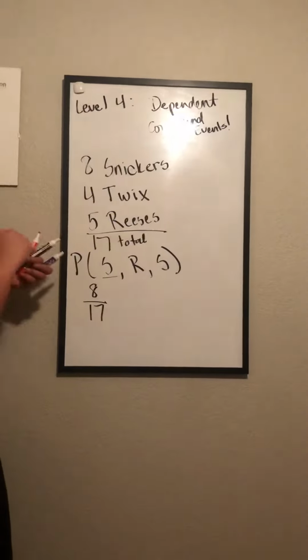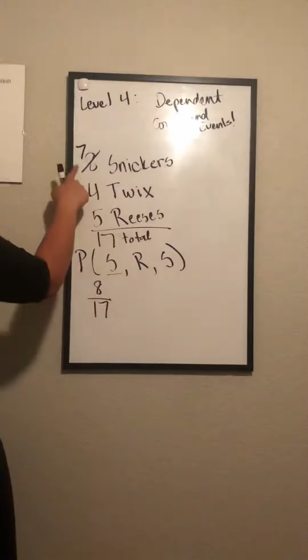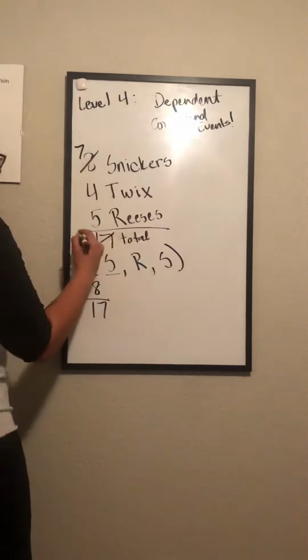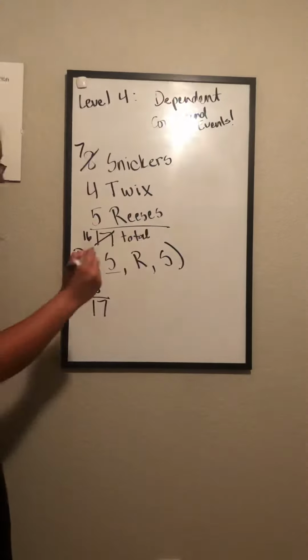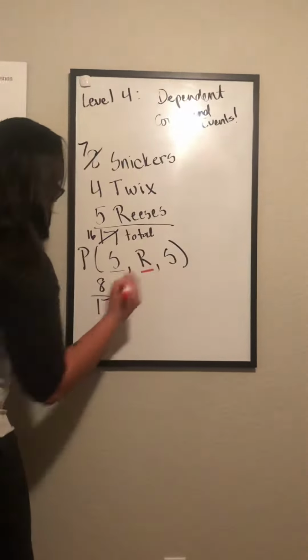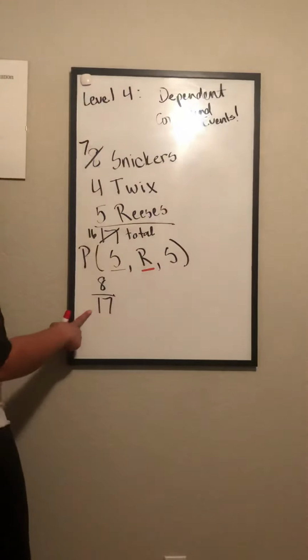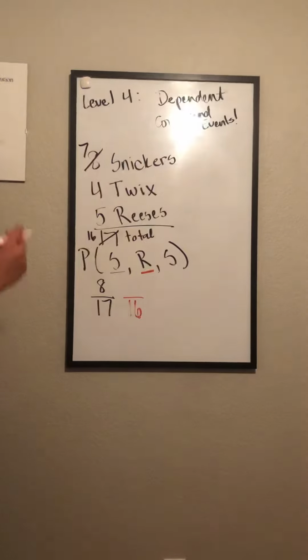Alright, so because I ate a Snickers, this number changes to 7. Because I subtracted 1 there, I'm also going to subtract 1 down here, and I have a total now of 16 candies. So when I go to find the probability of the next event, which is the probability of eating a Reese's, it's not out of the 17 as it was before. Now it's out of the 16. Alright.